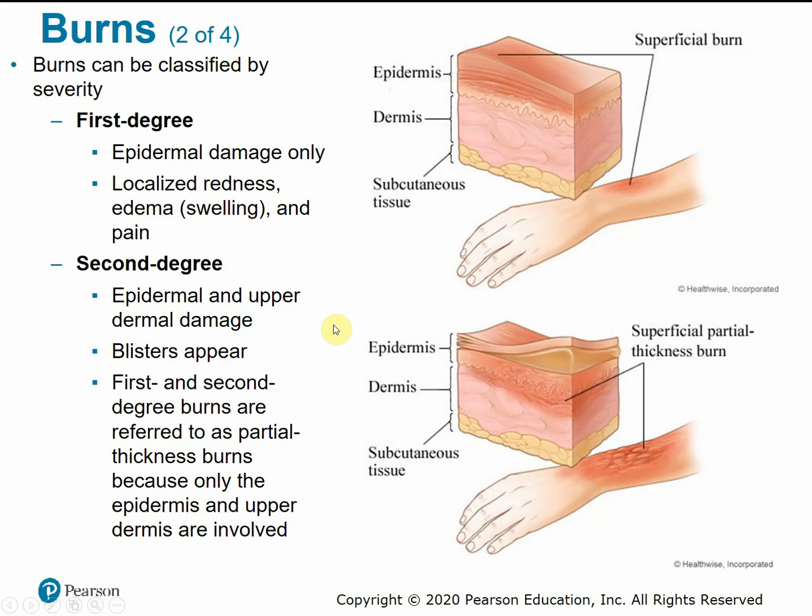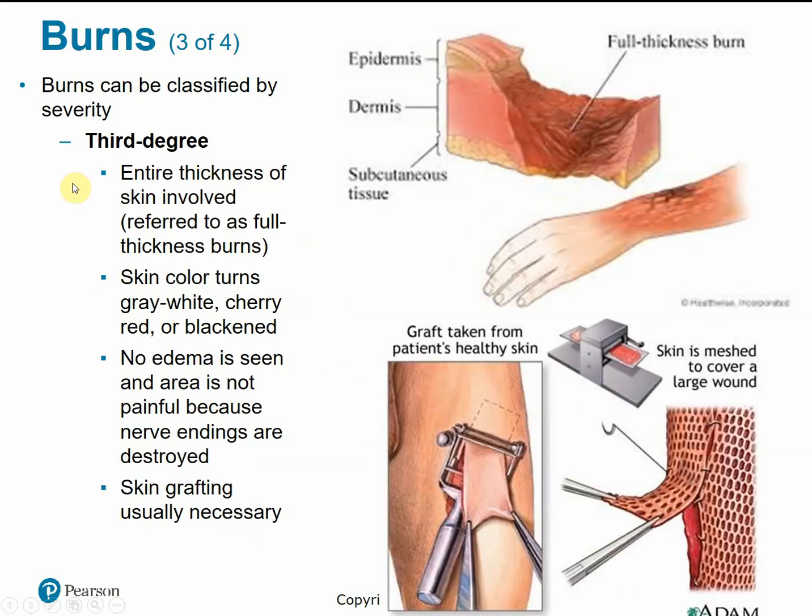Second degree burn is where the damage goes a bit deeper and now the dermis is affected. So with second degree burns, you will have blisters form. First and second degree burns are referred to as partial thickness burns because only part of the epidermis or the dermis is affected. Third degree burns are full thickness burns. So the entire thickness of the skin has been affected: the epidermis, the dermis, and possibly the subcutaneous level in the hypodermis.